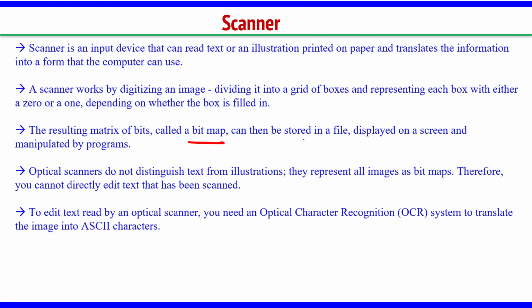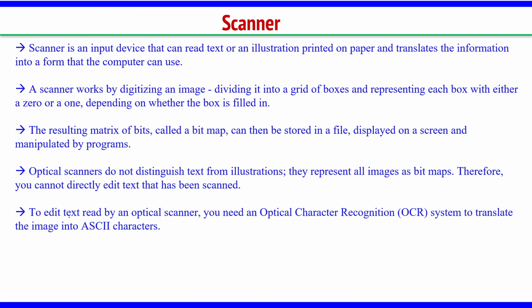It can then be stored in a file. Optical scanners do not distinguish text from illustrations. They represent all images as bitmaps. Therefore, you cannot directly edit text that has been scanned. I think you know, once you scan a document, you cannot edit it.